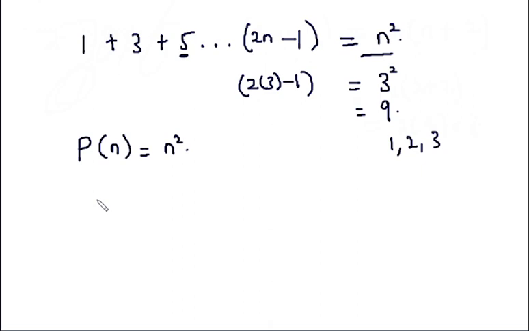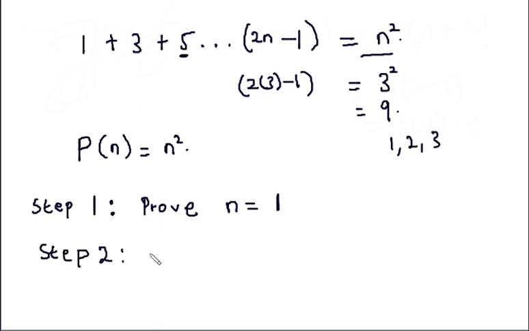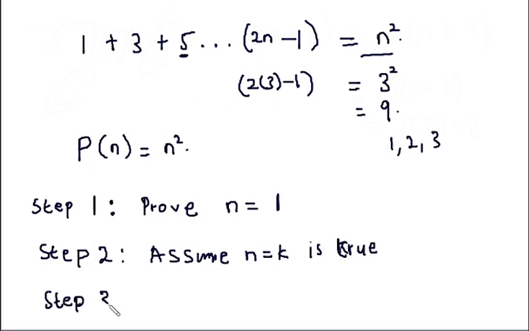The principle of mathematical induction consists of 3 steps. If you want to use it, you have to take 3 steps. For step 1, you have to prove that n is equal to 1. Okay, so for the first step, you have to prove that n is equal to 1. And then for step 2, you have to assume n is equal to k is true. And then for the third step, you have to show.